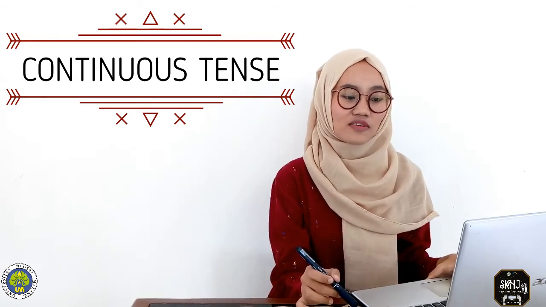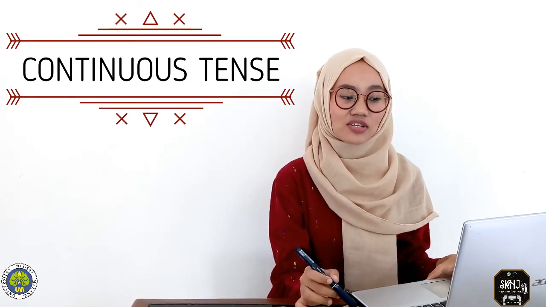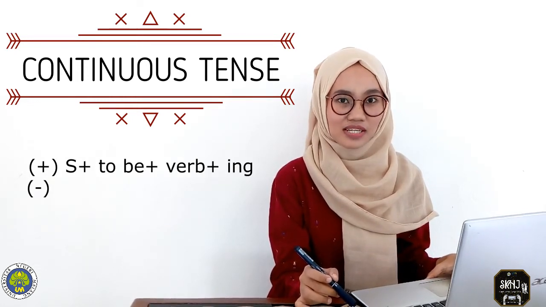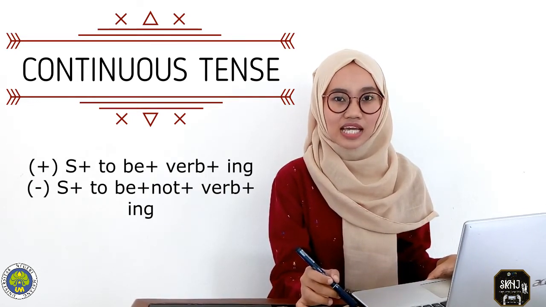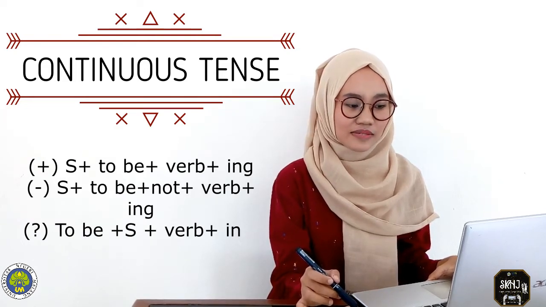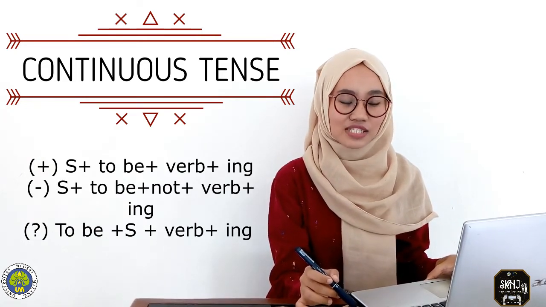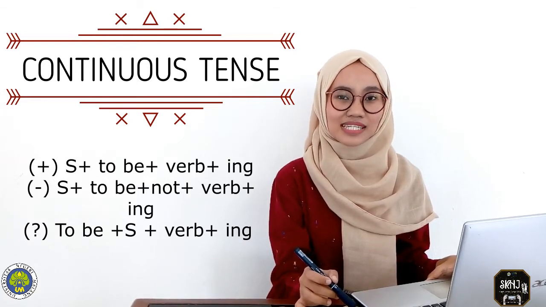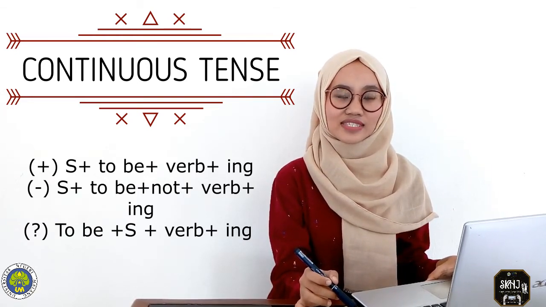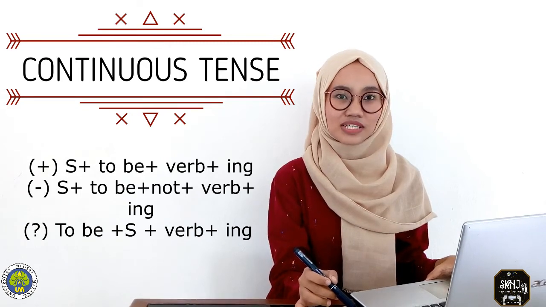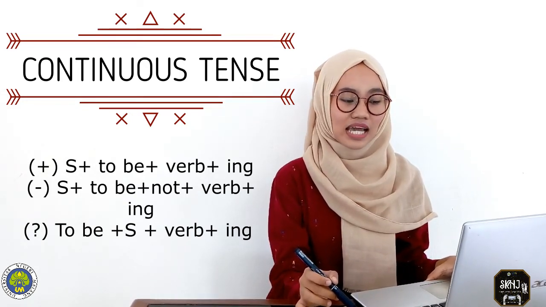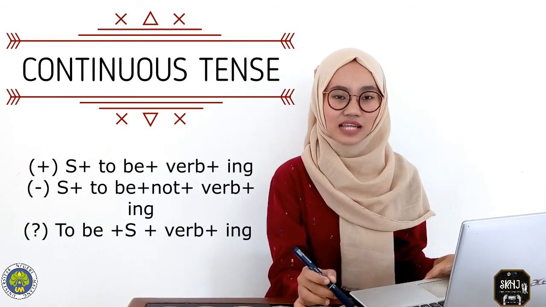The formula of present continuous tense and past continuous tense is subject plus to be plus base verb plus ing if it is a positive statement, and subject plus to be plus not plus base verb plus ing if it is a negative statement, and to be plus subject plus base verb plus ing if it is an interrogative statement.